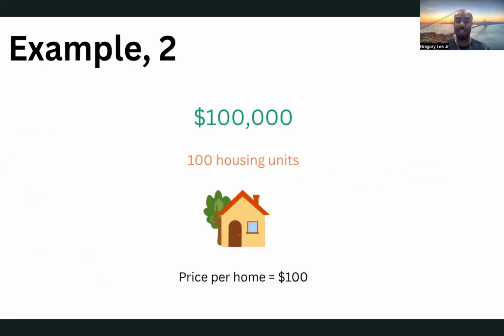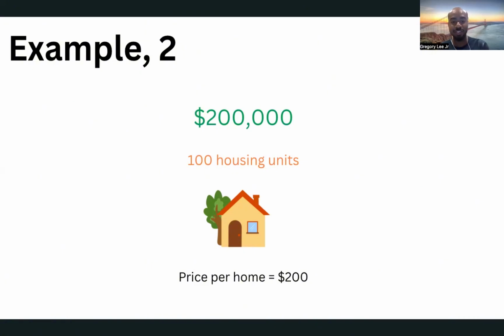In another example, it's quite literally this simple. If there's $100,000 and 100 housing units, the price per home is $1,000. Let's just keep the math simple. But what if there's $200,000 available? The whole community got a loan. Everyone got a loan. Now the price per home goes up. You see what I'm saying? It's always going to be easier to make more money than it is to make more homes.